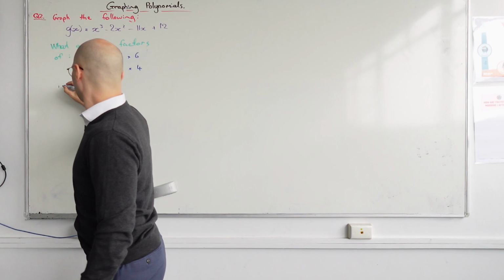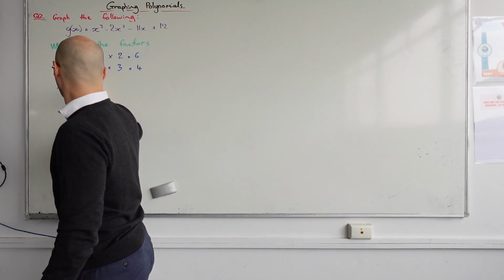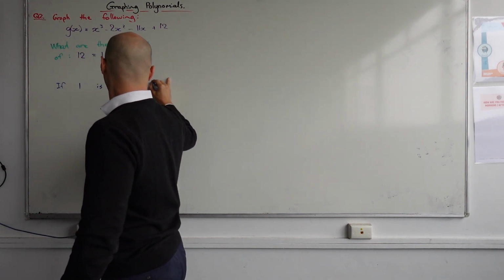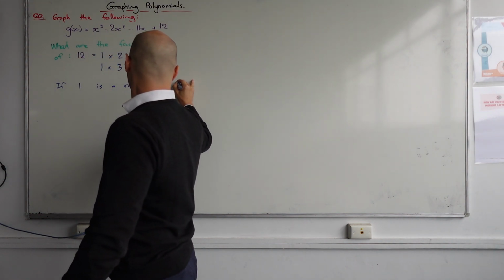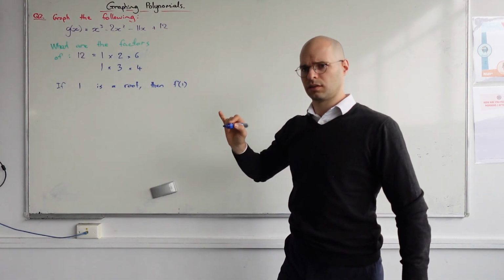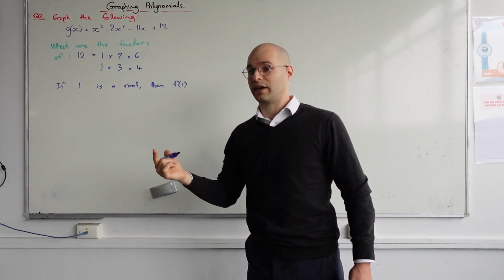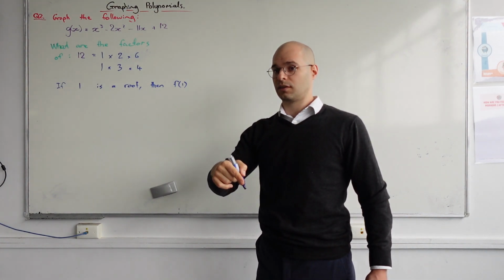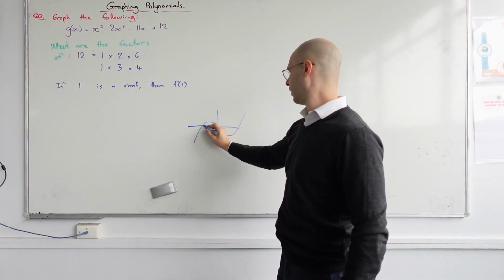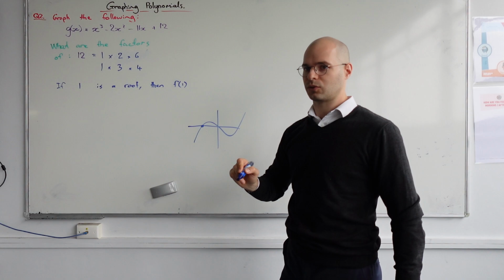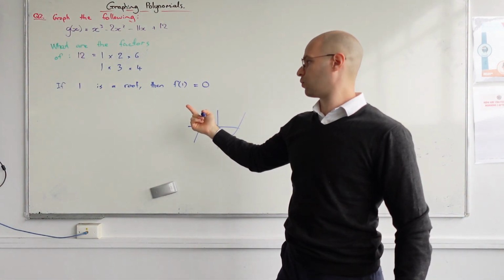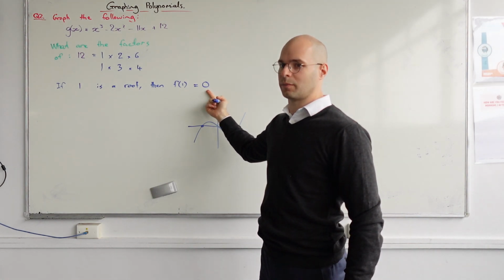If 1 is a root, then f of 1 is going to give us what? If 1 is a root, where do the roots occur? Where do the roots occur? F of x equals 0. 0. So if 1 is a root, then this is going to be the case here.